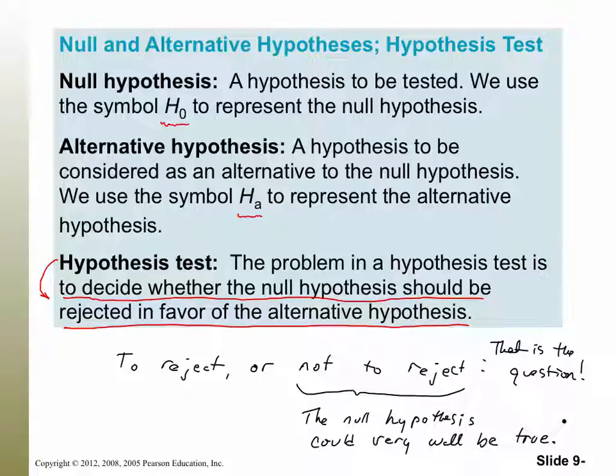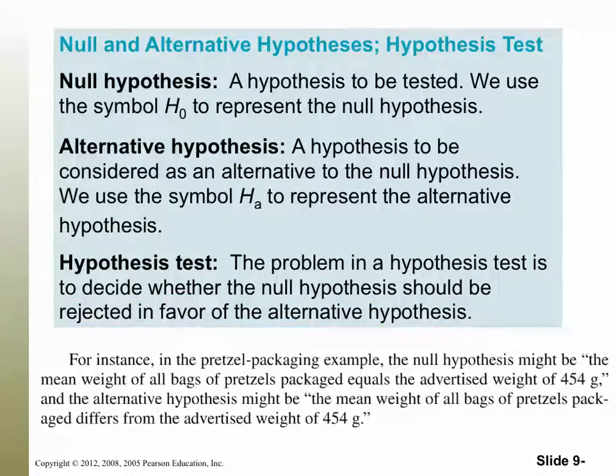Questions on that, on the premise of these hypothesis tests? Okay, so here's a little example we'll look at today. For instance, in pretzel packaging, the null hypothesis says the mean weight of all bags of pretzels packaged equals the advertised weight of 454 grams. The alternate hypothesis would be the mean weight of all bags of pretzels differs from 454 grams.